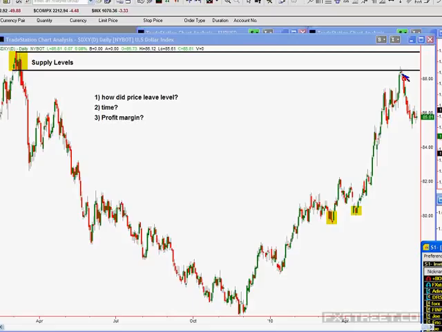Therefore, we want to be the seller to the buyer here, like we were with the U.S. dollar. And if we're wrong, we're placing a protective stop just above the area to ensure a small loss. So, quantifying the supply level, rally, base, drop, that's the picture that represents where the real sellers are in this market.